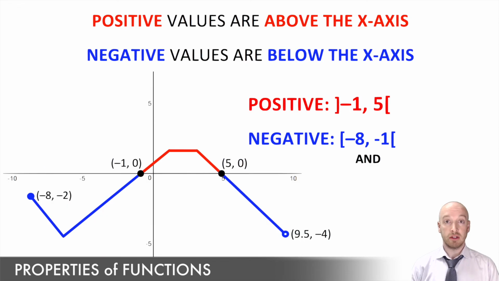And the second portion of this function that's below 0 or negative is from 5 to 9.5. And I will exclude the 5 because it's a 0, and I will also exclude the 9.5 because of that open circle at the end of the line. So my second negative portion is in the interval from 5 to 9.5, excluding both values.